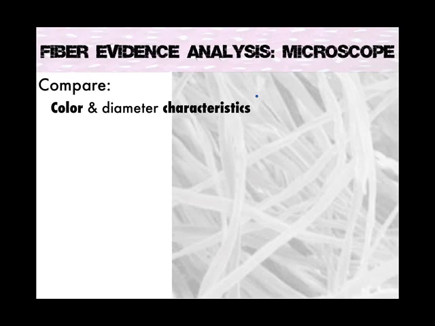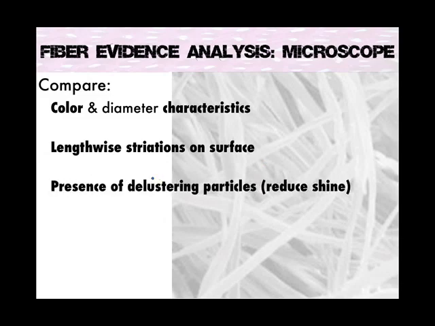And then there are lengthwise striations on surfaces. So you're going to look along the strand and see if there are any little lines or line markings that go along the strand. And then you're going to look for the presence of delustering particles. These are used to reduce shine. Typically it's titanium dioxide, and it's used with fibers such as polyester to reduce the sheen of polyester.